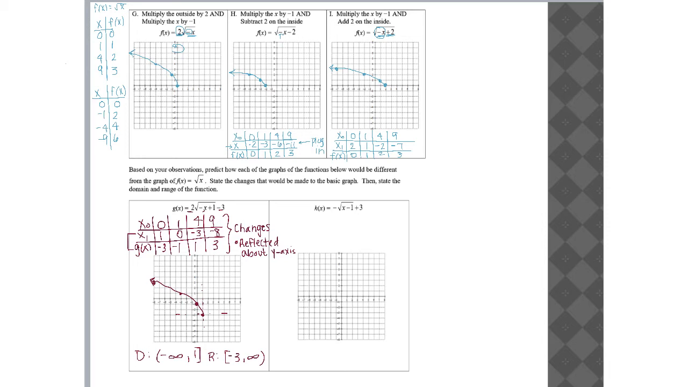Then we also shifted, looks like left 1, didn't we? Shifted left 1. What else did we do? Well, we multiplied by 2. And what does that multiplying by 2 do? It really gives us a condensing, but we're not going to be really worried about that. Now we do need to make sure that we did move down 3.